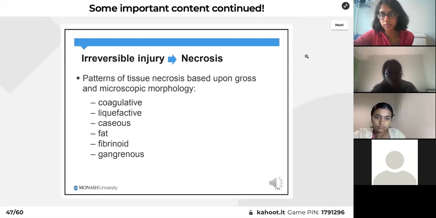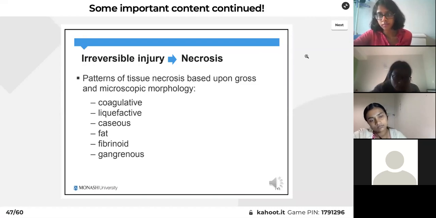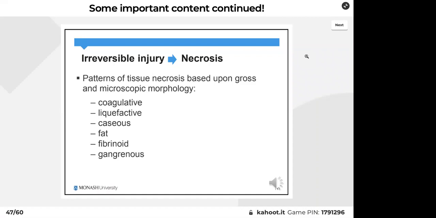yeah, that irreversible injury is what we talk about with necrosis, and then you have patterns of tissue necrosis based on microscopic morphology. Not too important, but I've listed them out: coagulative, liquefactive, caseous, fat, fibrinoid, and gangrenous. When people have gangrene, it's a form of irreversible injury, so the body responds to that. Pretty interesting stuff. Probably not the most high yield, but really understanding the difference between necrosis and apoptosis is important. So keep that in mind.